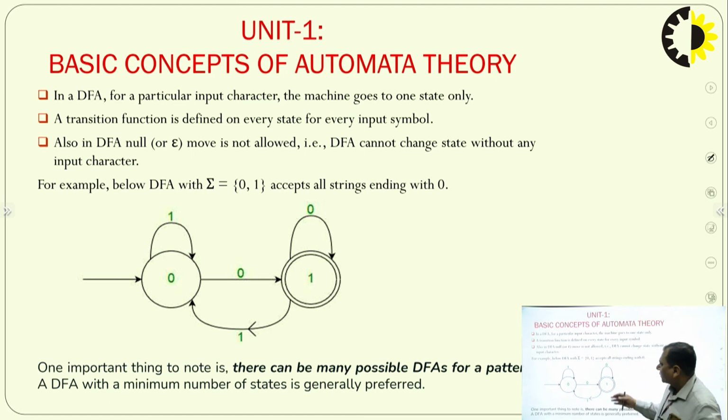Here we can see an example. DFA with summation equals to 0, 1 that accepts all strings ending with 0. This is called the state diagram. The initial state will be represented with an incoming arrow. जो भी आपकी initial state होगी उस पर हम incoming arrow show करेंगे, तो we'll consider it as an initial state. And for the final state, we have to use the double circle. दो सर्किल के साथ हम फाइनल स्टेट को रिप्रेजेंट करेंगे अपने स्टेट डायग्राम के अंदर.